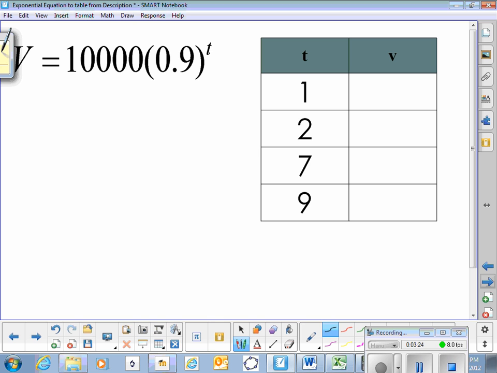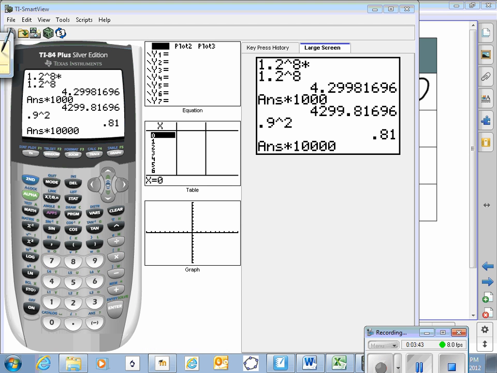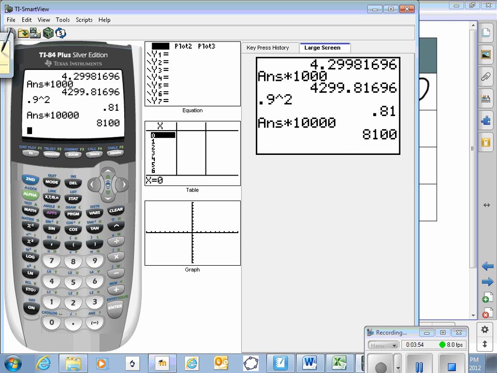So in a table, 10,000 times 0.9 raised to the 1 would be 10,000 times 0.9, which would be 9,000. 10,000 times 0.9 squared. So 0.9 raised to the second power times 10,000 is 8,100.